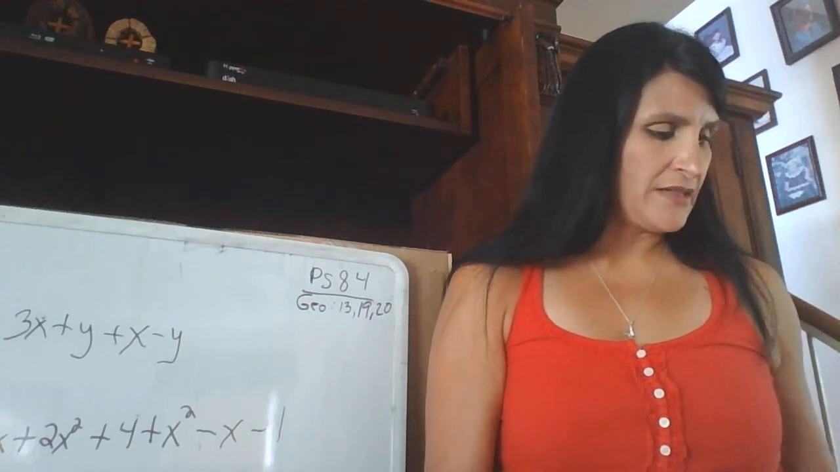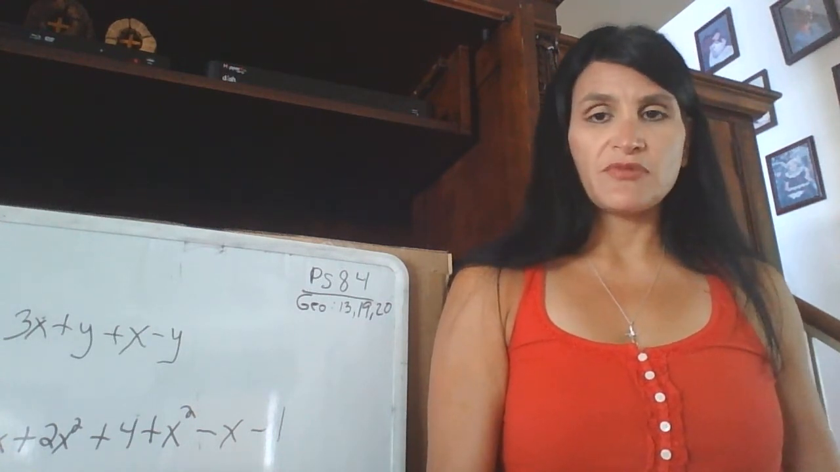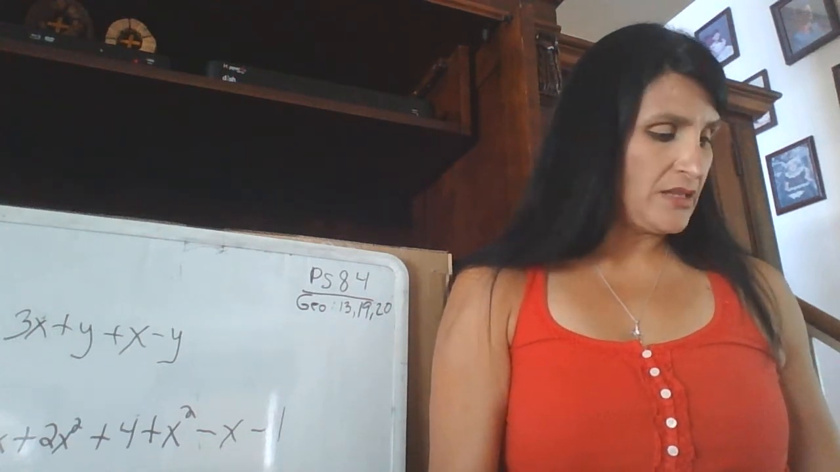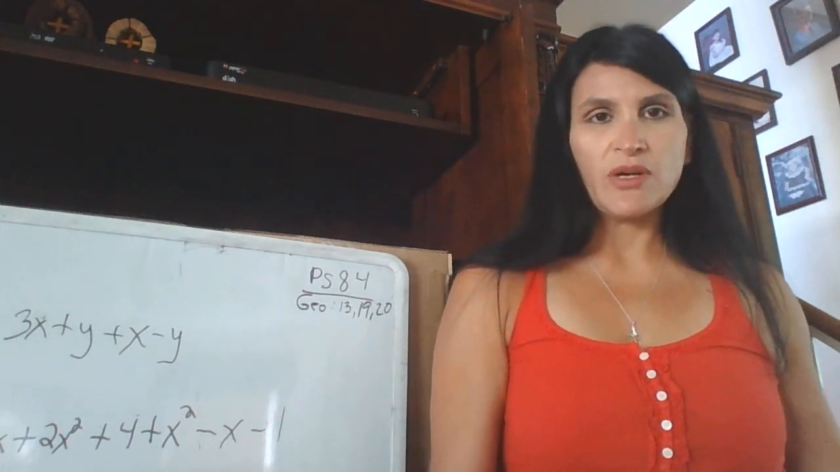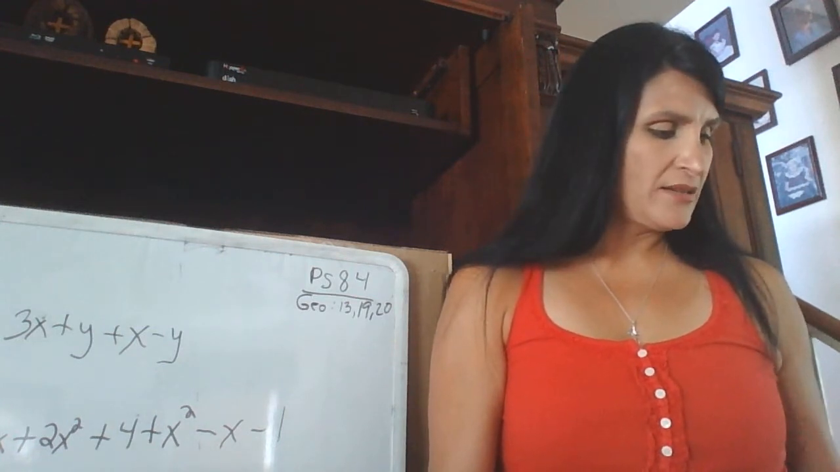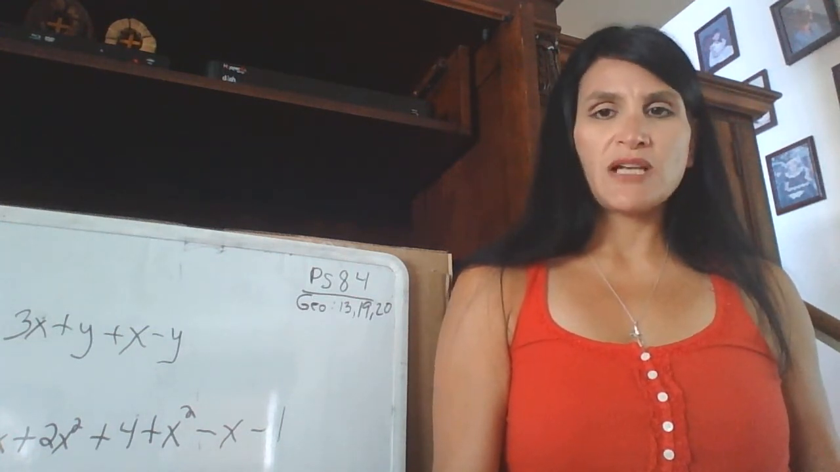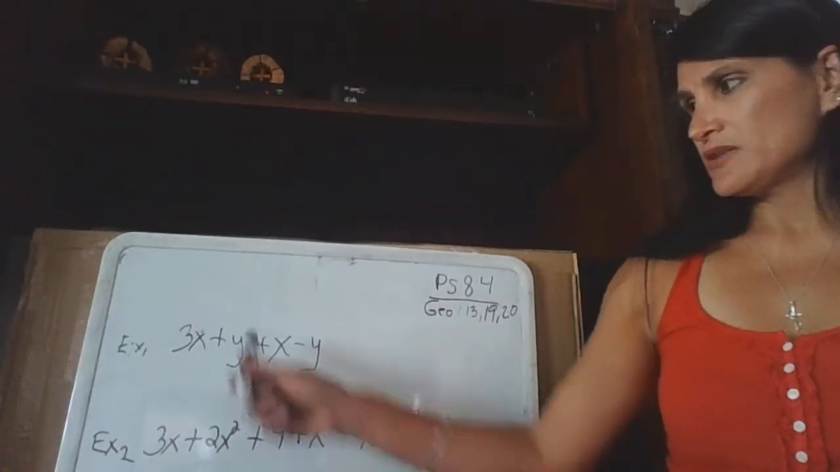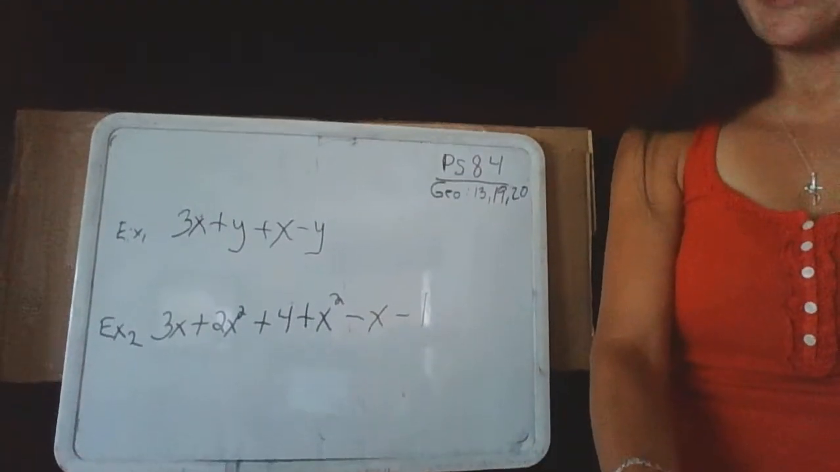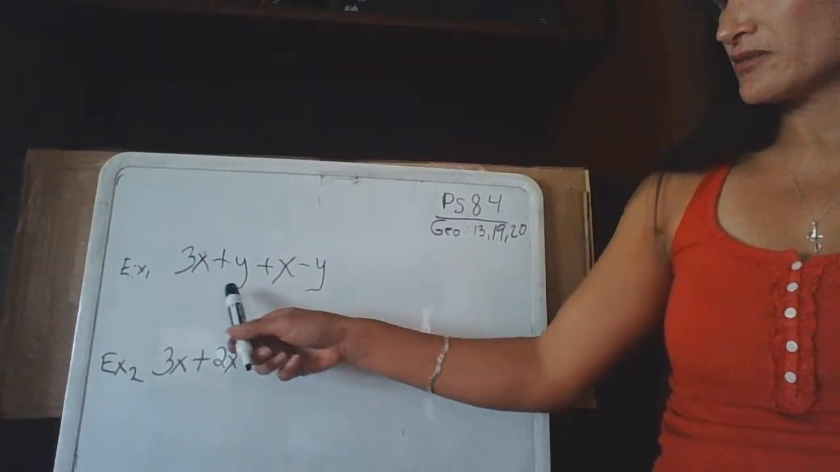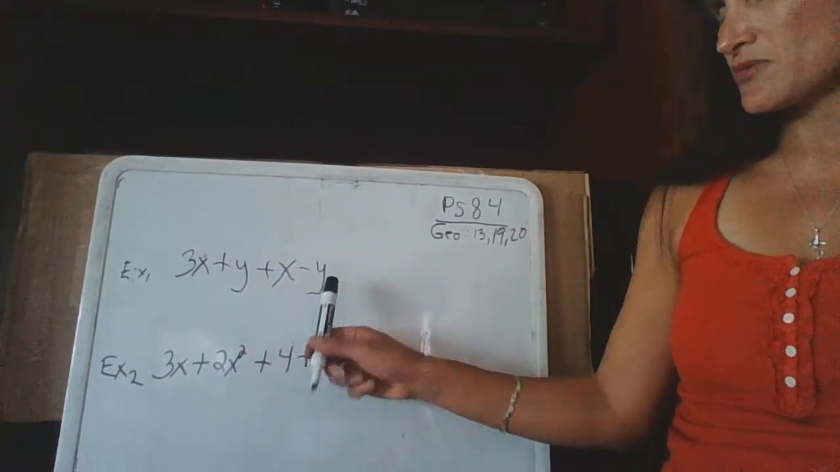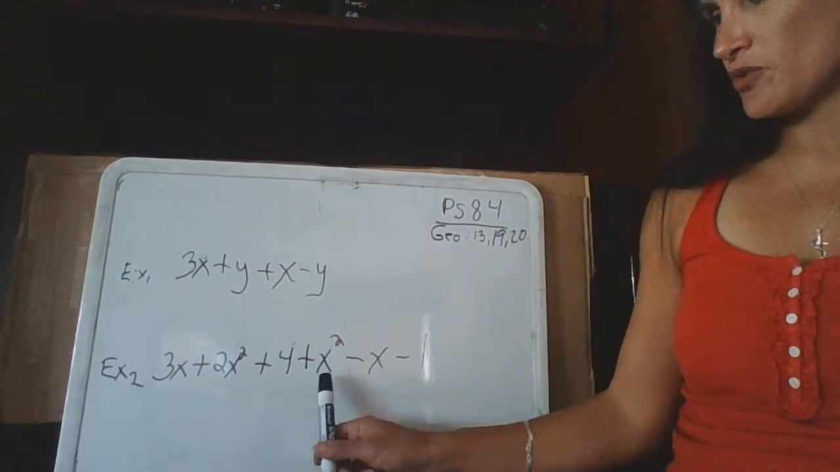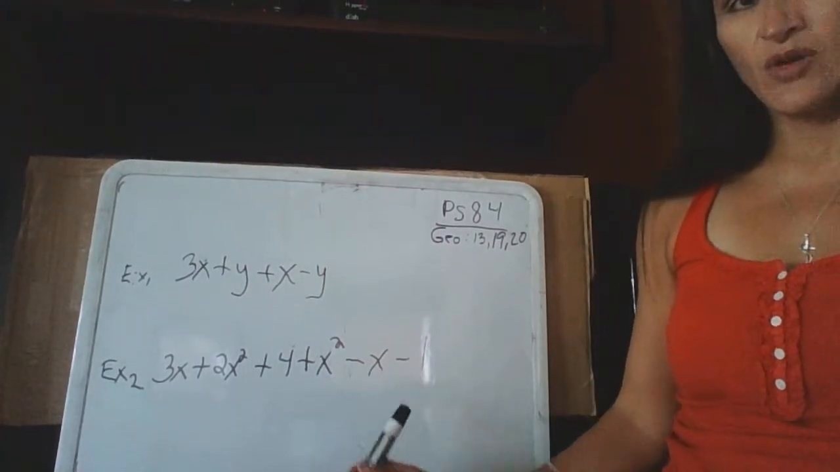On page 510 there are some definitions that you need to be familiar with. The first one is a monomial, and then binomial and trinomial. So what in the world is that? Well, basically those terms describe the type of expressions we're going to be dealing with. On the board I have written two expressions, example 1 and example 2, and you can see that they're long. Example 1 is 3x plus y plus x minus y. For example 2 we have 3x plus 2x squared plus 4 plus x squared minus x minus 1.